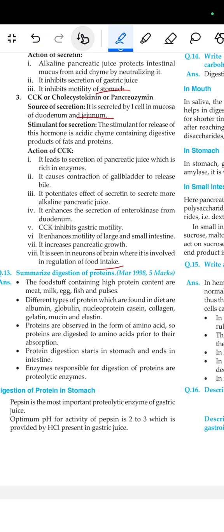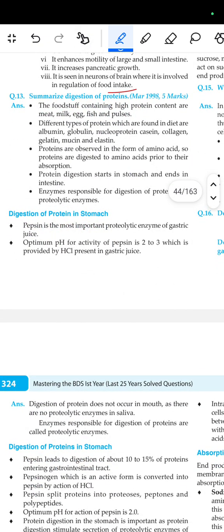Next, summarize the digestion of the protein. The foodstuffs containing high protein content are meat, milk, egg, fish and pulses. Different types of protein found in the diet are albumin, globulin, nucleoprotein, casein, collagen, gelatin, mucin and elastin. Proteins are absorbed in the form of amino acids, so proteins are digested to amino acids prior to their absorption. Protein digestion starts in the stomach and ends in the intestine.